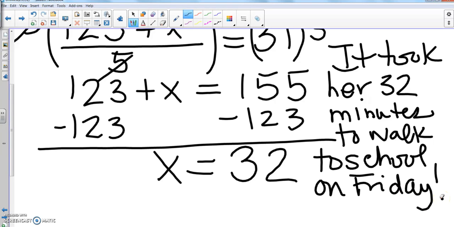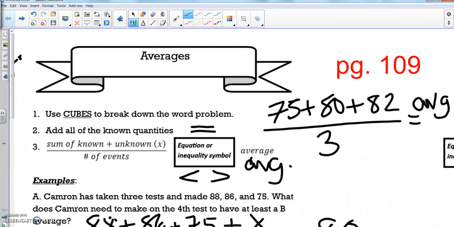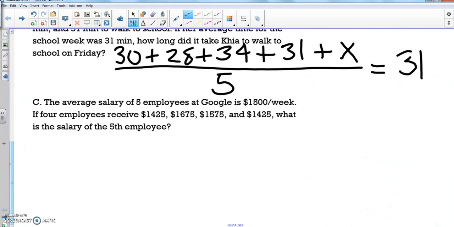All right. Let's go back and do the last one. All right, the average salary of 5 employees at Google is $1,500 a week. So there's your average. Okay, so you know whatever we write, it's going to be equal to $1,500 because that's our average.